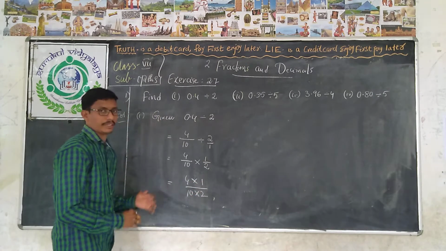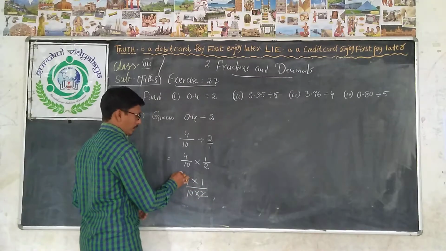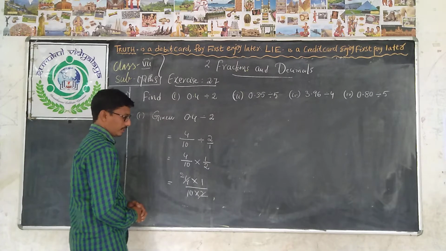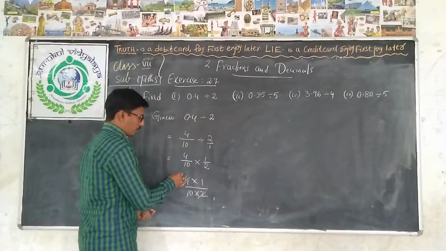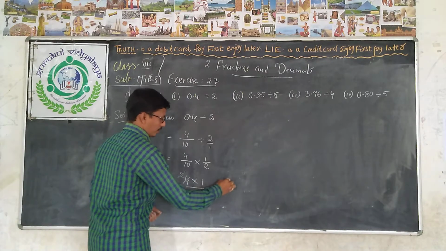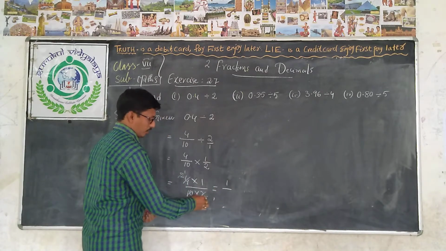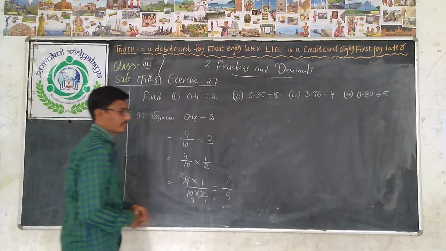Now which numbers will be cancelled in the numerator and denominator? In the 2 table, 4 is 2 times, so that will be gone. Again, 2 into 1, and 10 is there. So 2 and 10 will go: in the 2 table, 10 is 5 times. So finally 1 into 1, 1 by 5 into 1, 5. So 1 by 5 is the answer.